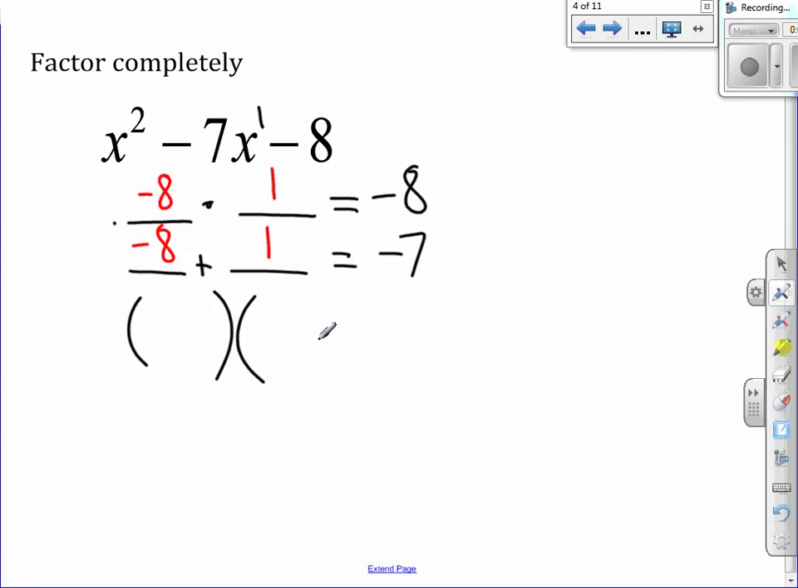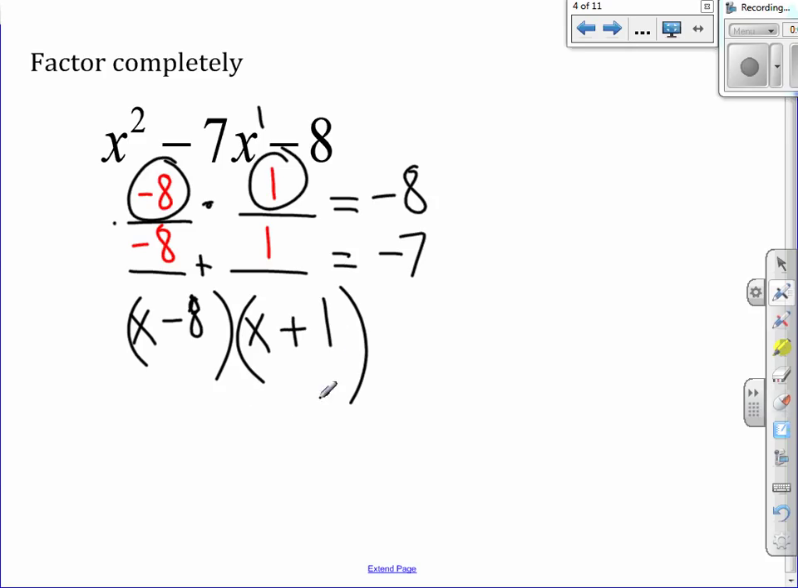We're going to break up our x squared as x and x. These two numbers, the numbers that made the magic happen, drop down. -8, +1. That's it. We factored this.